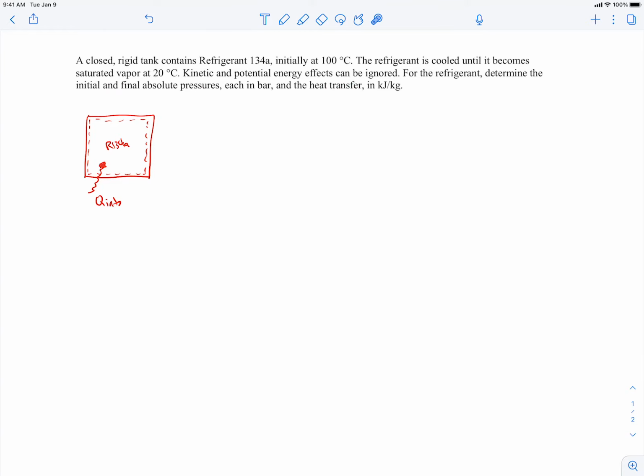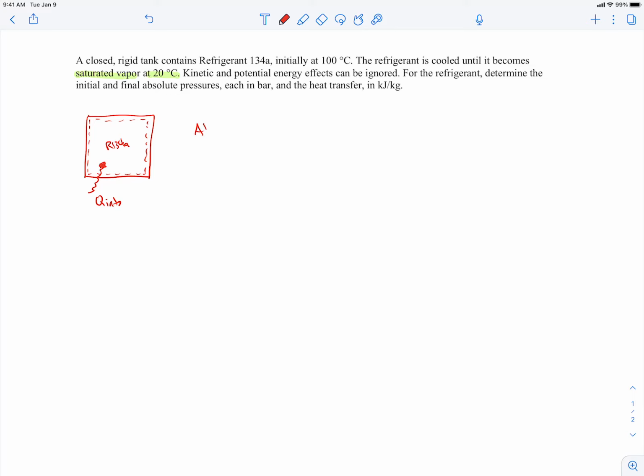As far as the heat transfer, I'm going to make use of the first law of thermodynamics to find that, because that involves heat transfer. So I can use the first law to find that quantity. So let's first focus on the final pressure. And I'm just going to make use of the saturated vapor 20 degrees C information.